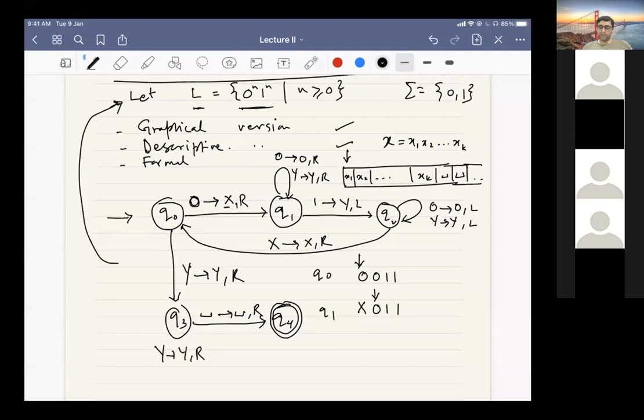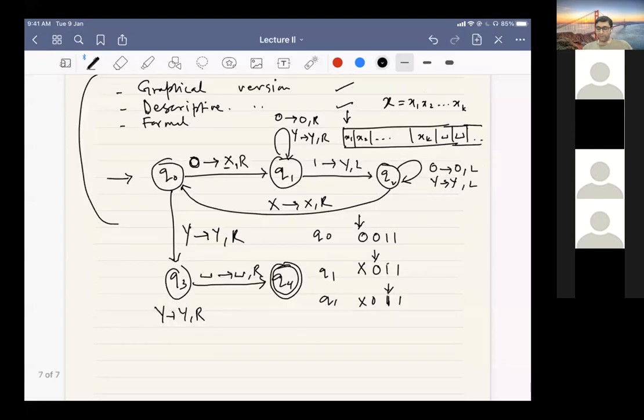When the machine is in Q1, it sees a zero. And what does it do? It doesn't do anything, it just moves to the right-hand side. It will keep moving to the right-hand side till it finds a one. Once it finds a one, it replaces this one with Y and goes to the left-hand side. So when it finds one, we would be in Q1, X0, 1, 1. Now when we are here, it would replace this one with Y. So it becomes X0Y1 and the head will move to the left, and the machine will go to Q2.